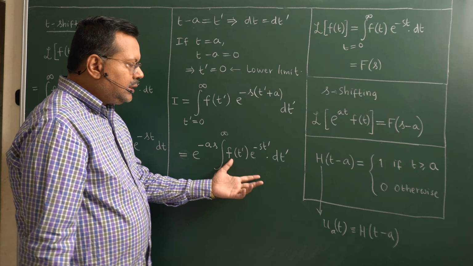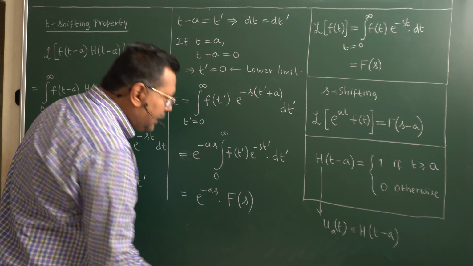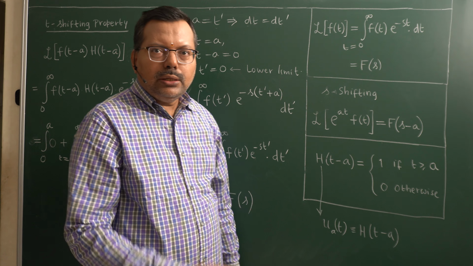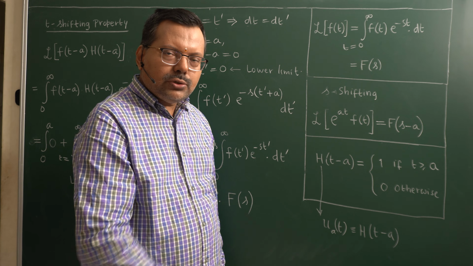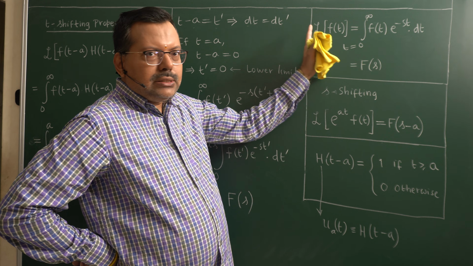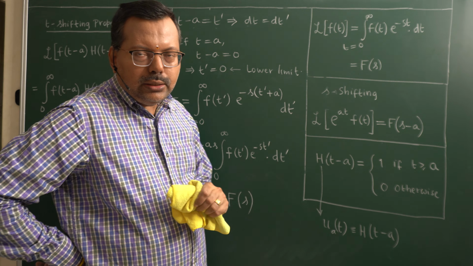And if that is the situation, we finally get the result e to the power of minus as into capital F of S. And by capital F of S, you have to understand the Laplace transform of f of t. Every time you have to do this, otherwise things will not be clear. In particular, when you are solving a problem, this remembrance that F of s is nothing but L of f of t is required whenever you are taking an inverse transformation. So that's why I am explaining this. And so we got this result finally.